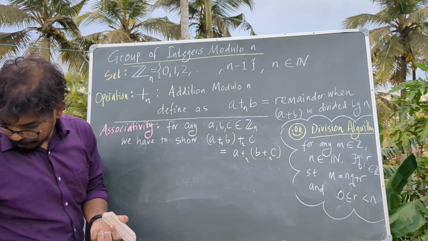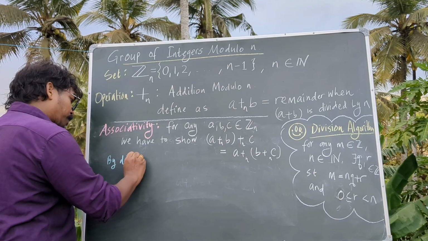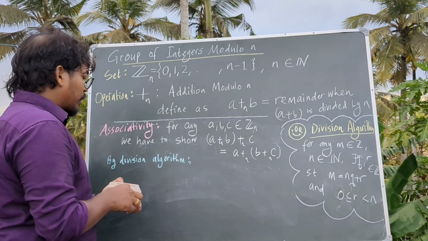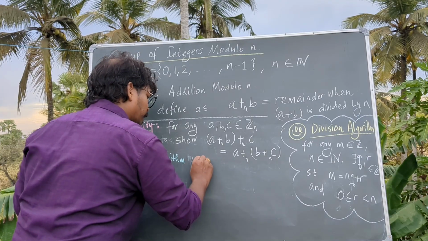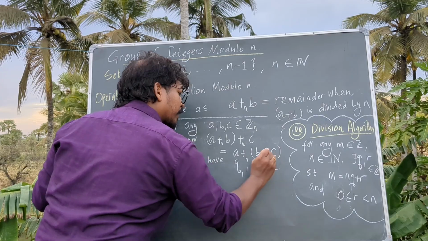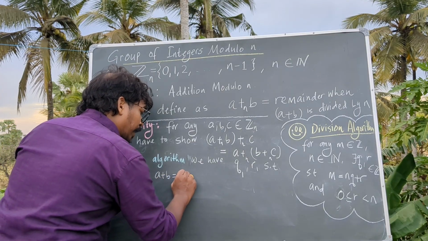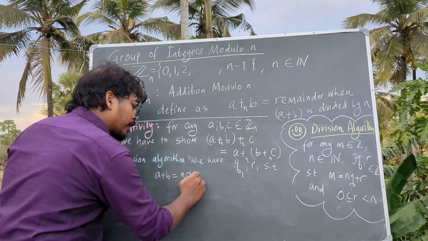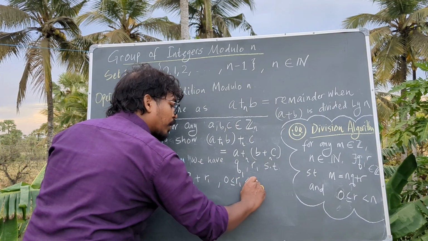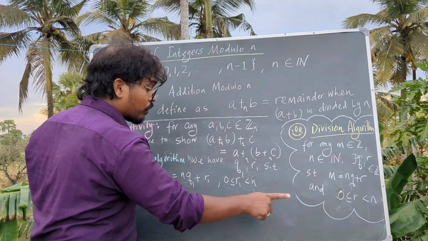By division algorithm, let me use another color, we have q1, r1, such that a plus b is equal to n times this quotient q1 plus this little remainder r1, and r1 lies between 0 and n minus 1, strictly less than n. So r1 is 0 or 1 or 2 up to n minus 1.